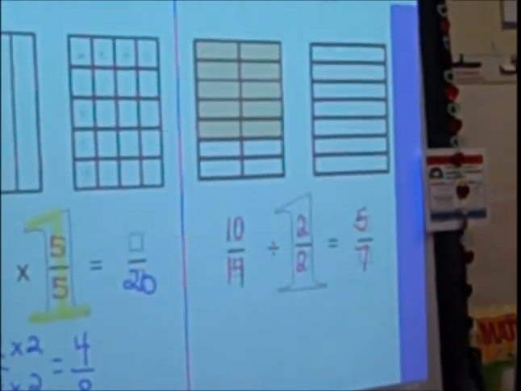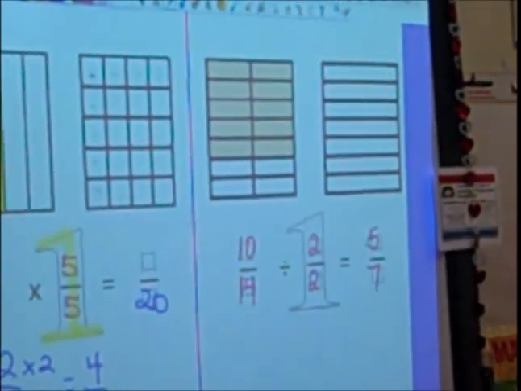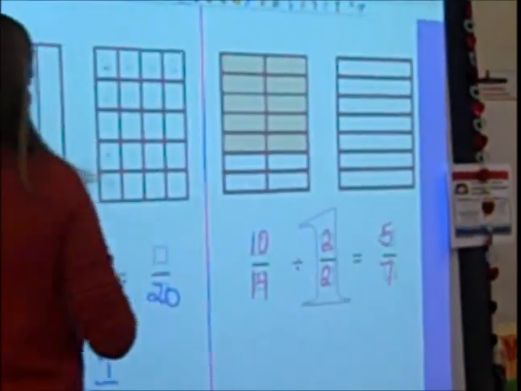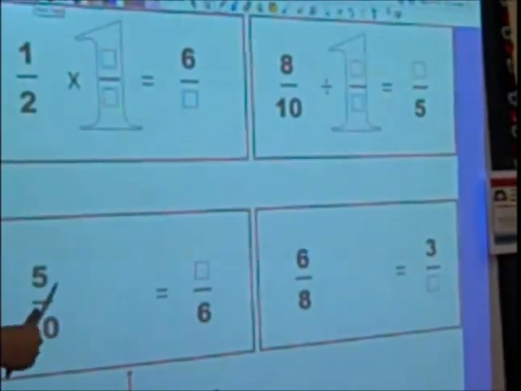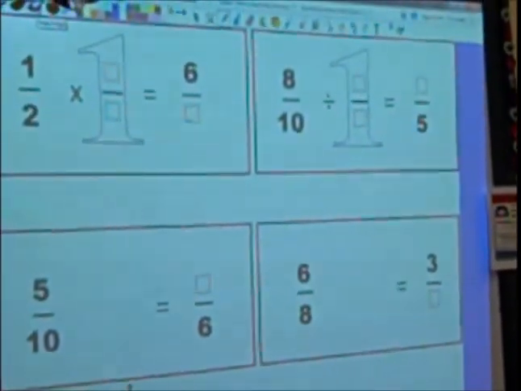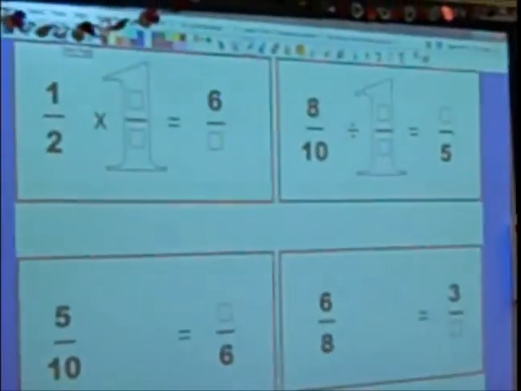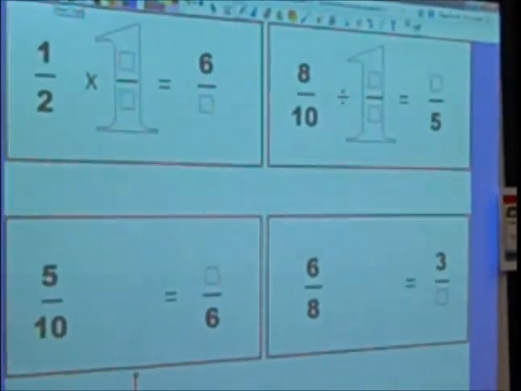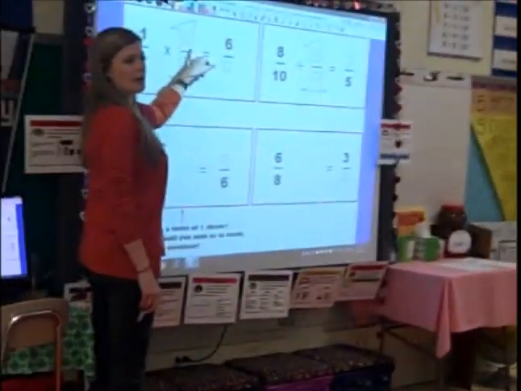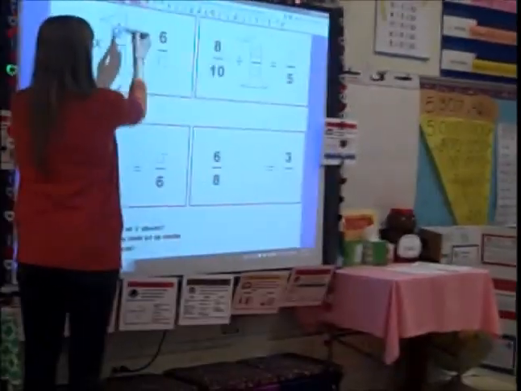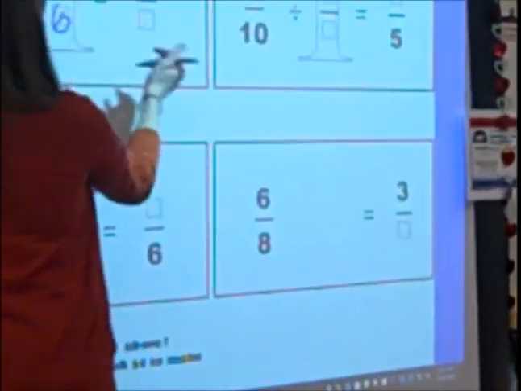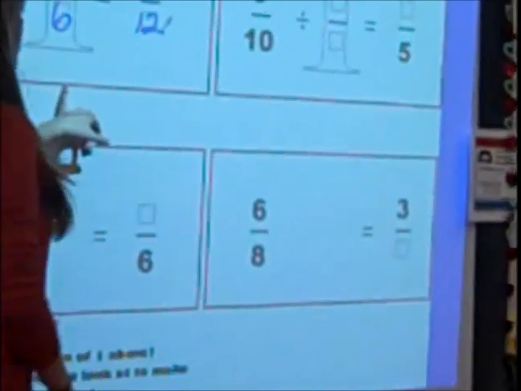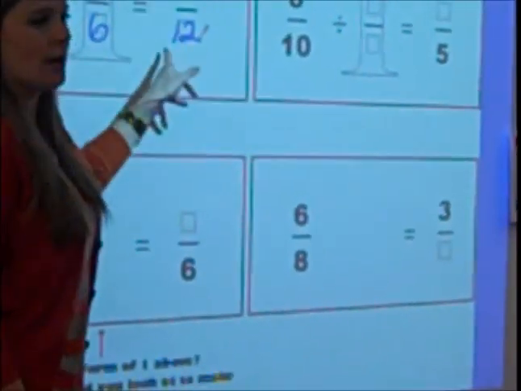Any questions so far? So why don't you guys go ahead and try these 4? But there's one special one on that paper that you might want to take a look at. Would this number be for the numerator? 6. So therefore I should have 6 sixths because that's 1 whole. So then 2 times 6 would give me 12, which means that 1/2 is equal to 6/12.